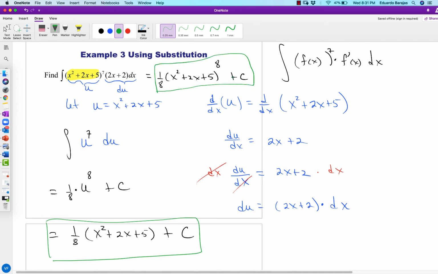Right? So this one I got because I recognized this was an easy pattern. It fits that pattern. It's pattern 1 from above. But here, if you don't recognize that pattern, we use the substitution method. And as you'll see, the substitution method can help us solve some pretty complicated integrals.